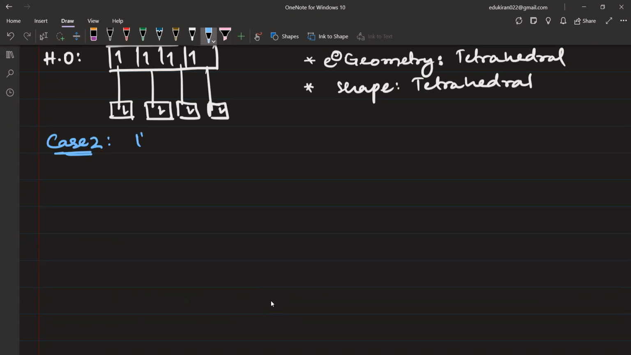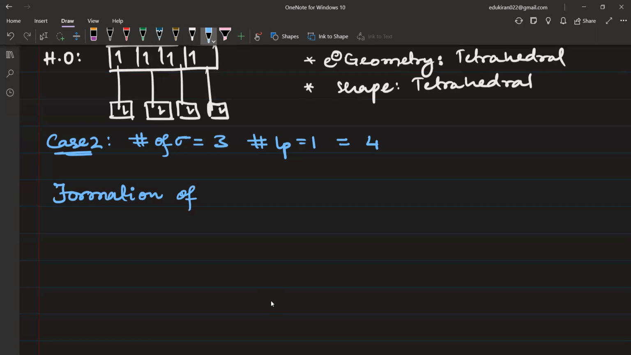In case 2, the number of sigma bonds that we are going to have is 3, and the number of lone pairs that we are going to have is equal to 1. And this will also give you steric number 4. So obviously the hybridization is going to be the same, sp3 only. In this case, we are going to look at the example of, please write, formation of NH3.